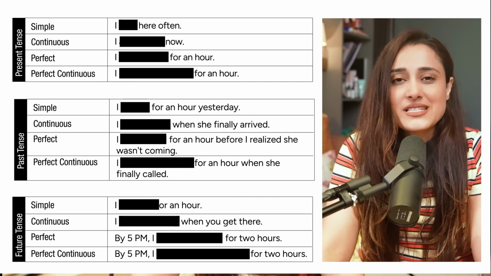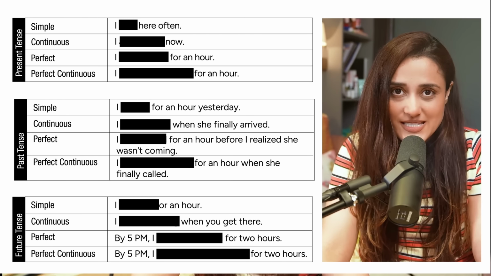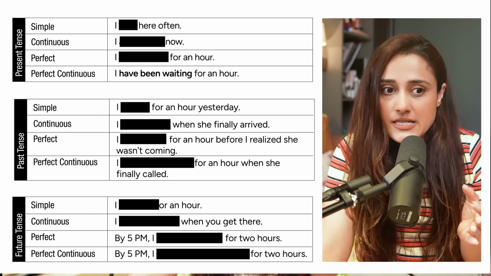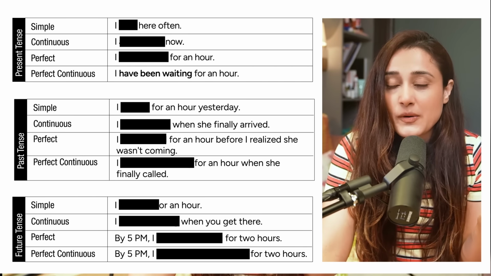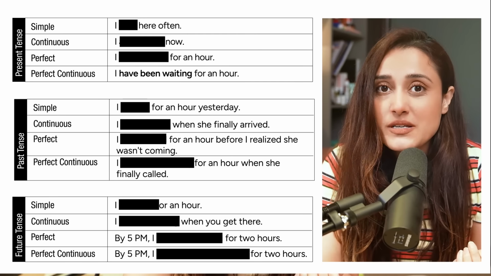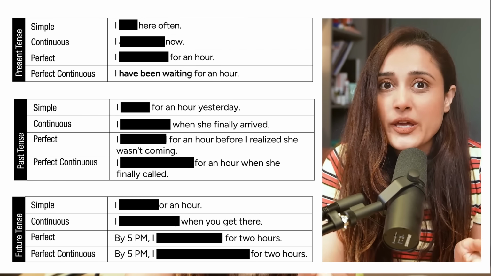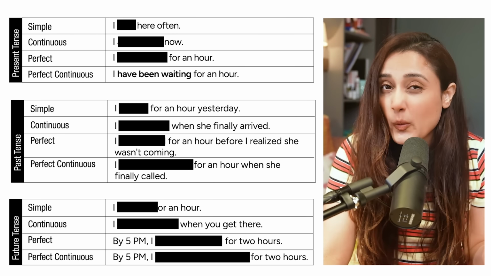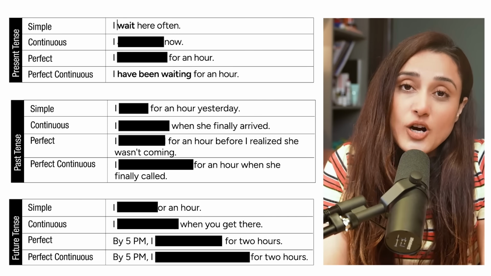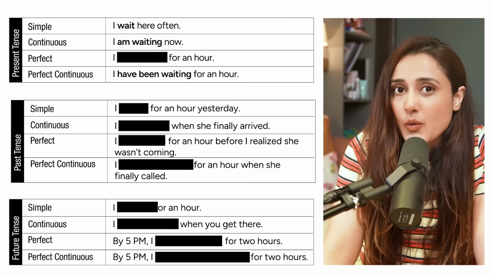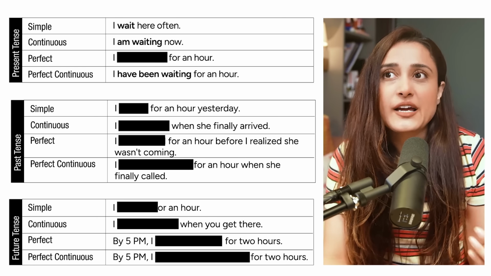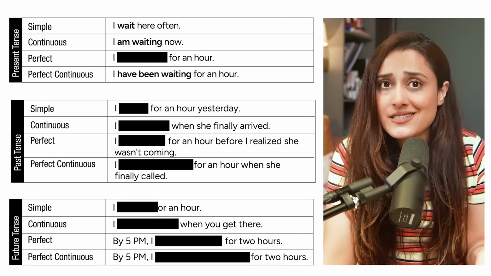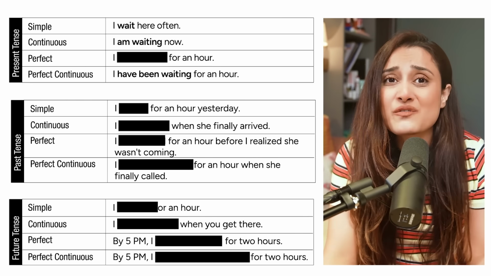Next is present perfect continuous. I have been waiting for an hour. Now see, the wait started in the past and that is why this is perfect tense. Continuous because the wait is going on right now and that is why ing form of the verb. Not wait, waiting. I wait here often. I am waiting now. So see, there's a difference. I wait here often, I am waiting now. The 2 sentences mean something very different from each other.